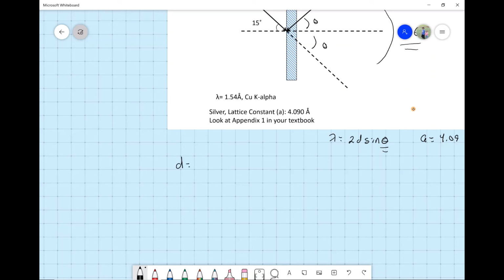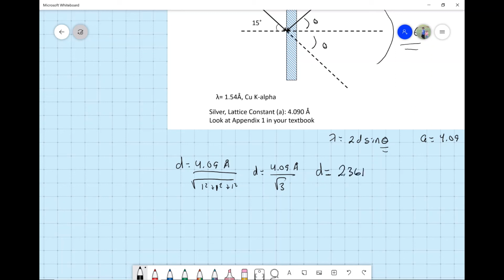So D equals 4.09, with units coming from our lattice parameter, angstroms, over the square root of 1 squared plus 1 squared plus 1 squared. So D equals 4.09 angstroms over the square root of 3. Let me pull up my fancy calculator. All right, so 4.09 divided by the square root of 3 is 2.361. And I will write it out.